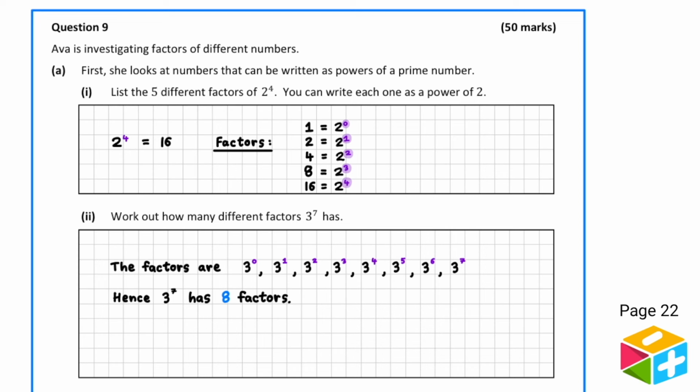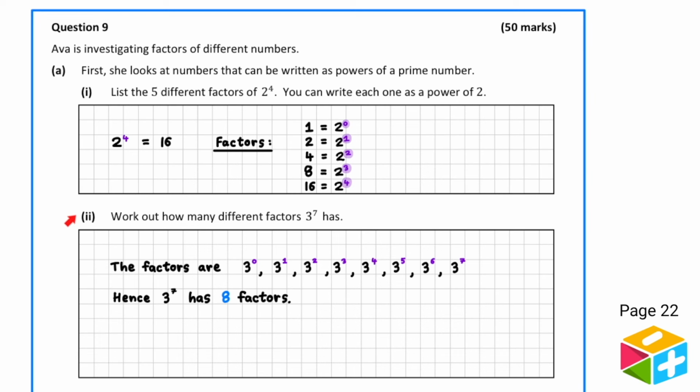So, to find all the factors of 2 to the power of 4, all we have to do is write all the numbers from 0 to 4 in the power of a 2. 2 to the 0, 2 to the 1, 2 to the 2, 2 to the 3, and 2 to the 4.